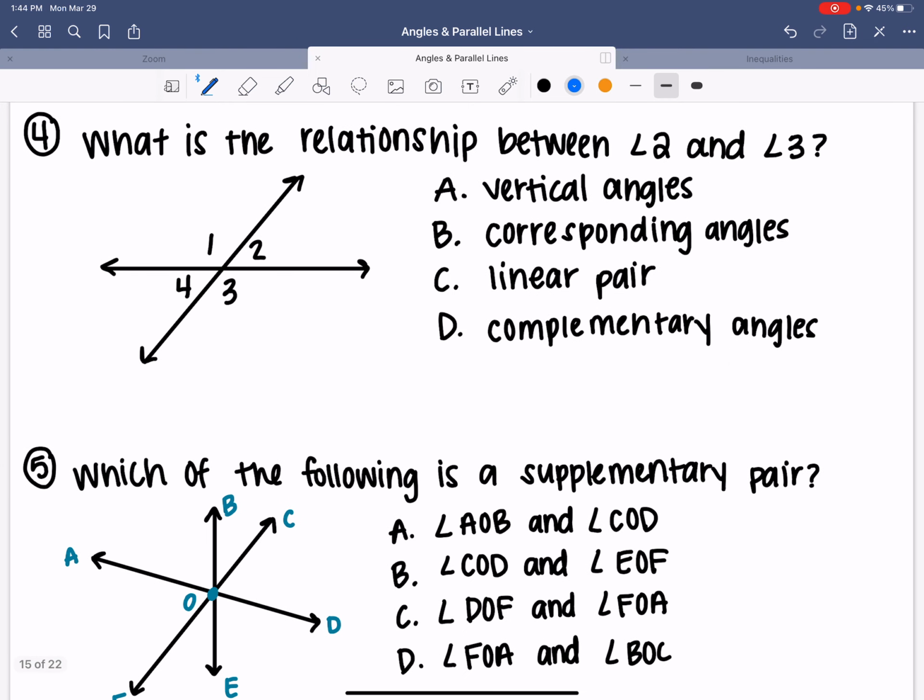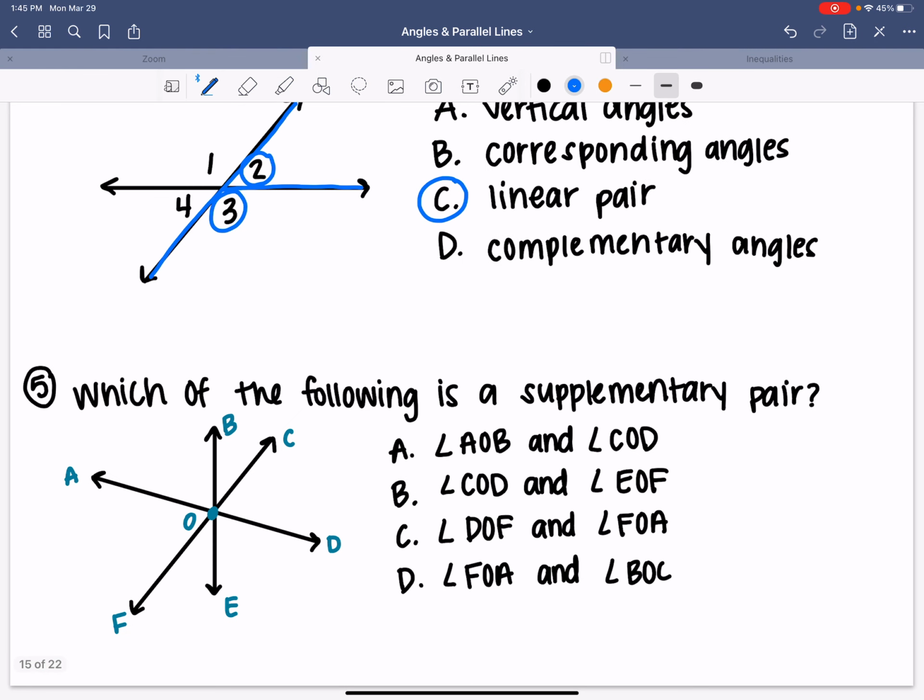Number 4, the relationship between angle 2 and angle 3. So that would be this angle and this angle. All right, vertical angles, that's ones that are across from one another, so it's not A. Corresponding angles is when you actually need two parallel lines for that, and we only have just one intersection here. A linear pair. Okay, well, angle 2 and angle 3 do form this straight line, so that would be a linear pair, but they would not be complementary because they would add up to be 180, not 90.